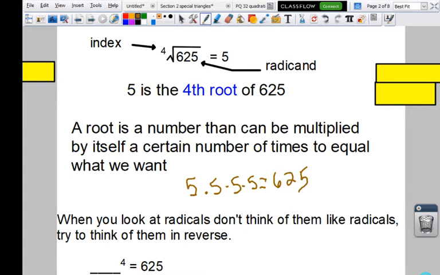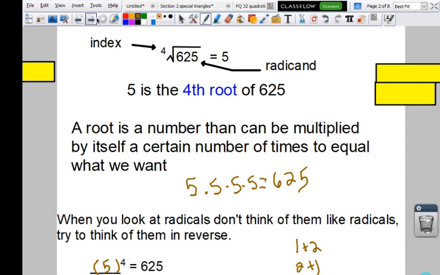And a lot of times it's easier to not think of it as a radical. Don't think of it with this little radical symbol here. Sometimes it's easier to look at them backwards and say, what number times itself 4 times equals 625? 5. So these are really the same thing. We're going to talk about this more later, not today. These are really the same problem, they just look a little different. It's kind of like 1 plus 2 is really the same thing as 2 plus 1. It's just written differently.